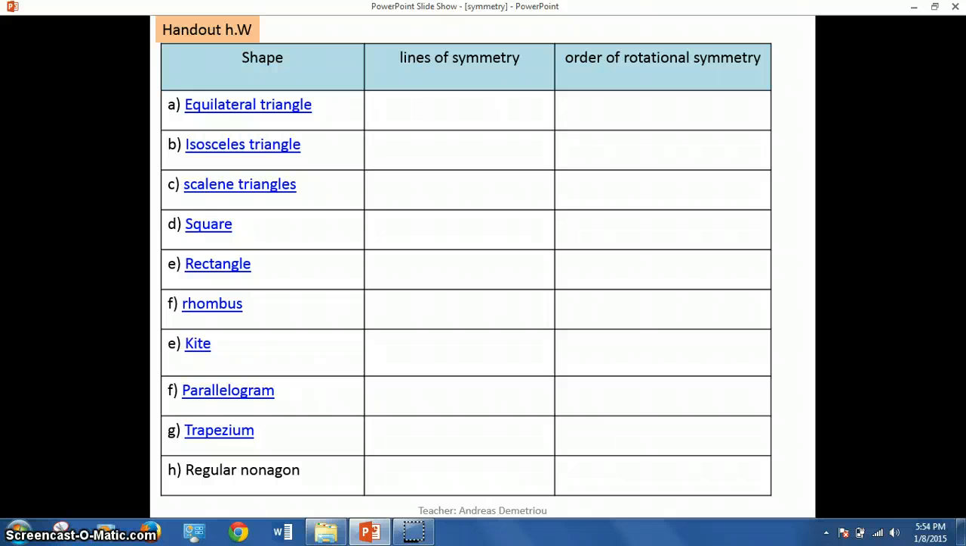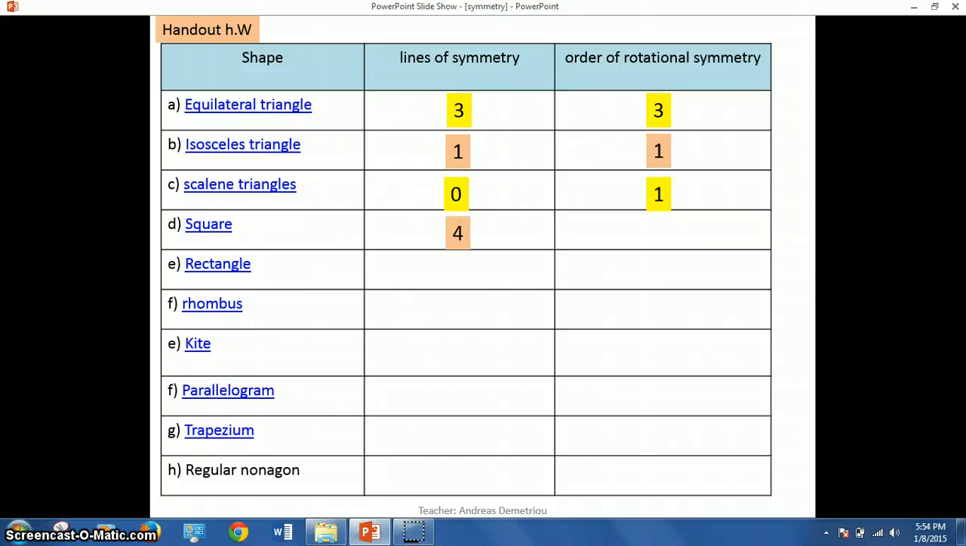Now we will find the lines of symmetry and the order of rotational symmetry in shapes. The equilateral triangle has 3 lines of symmetry and 3 rotational symmetry. The isosceles triangle is 1 and 1. The scalene triangle has 0 lines of symmetry because of the properties of the shape. It has 1 rotational symmetry through 360 degrees.